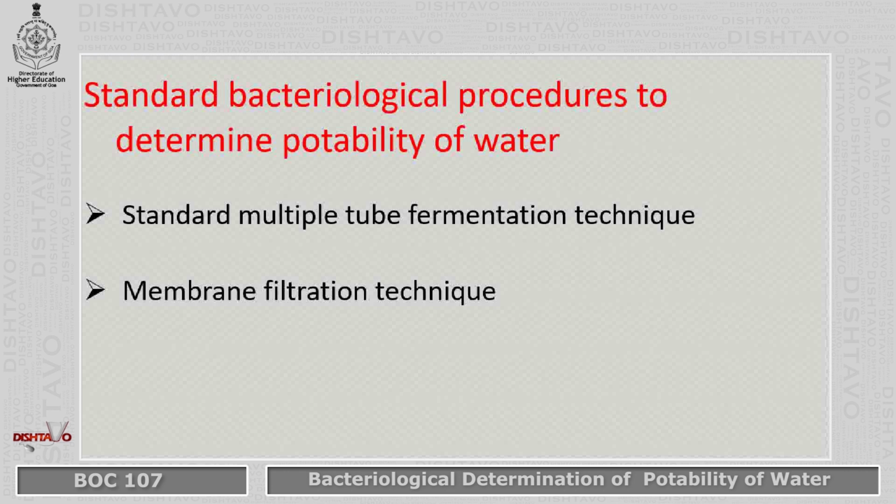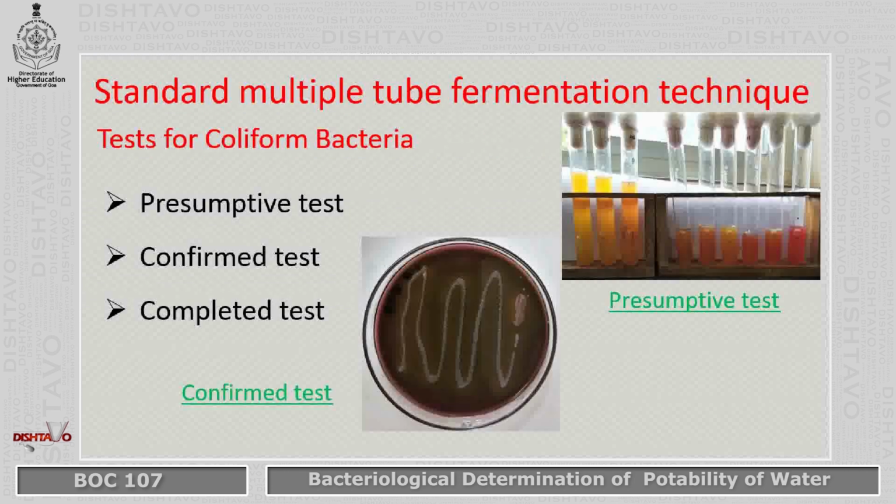There are standard bacteriological procedures which are used for determination of potability of water, which will tell whether the water has bacterial contamination or not, especially when the bacteria come from fecal matter. These two methods are the standard multiple tube fermentation technique and the membrane filtration technique. Under the standard multiple tube fermentation technique, there are three tests: presumptive test, confirmed test, and completed test. These tests are for coliform bacteria.